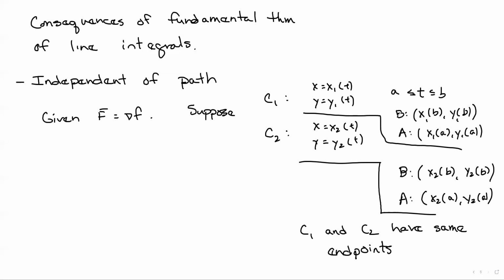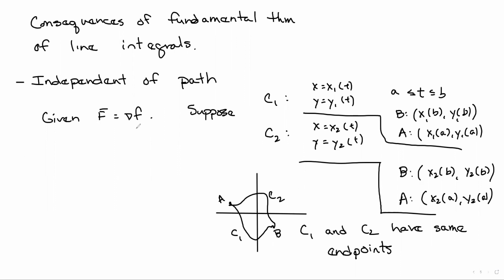Okay, and so B is going to be the point that you get at x1 of b and y1 of b, and B is also the point you get at x2 of b and y2 of b. So visually, if you were going to sketch yourself a little picture, you'd have here's A, here's B. So you could say here's curve 1 and here's curve 2. They end up at the same point.